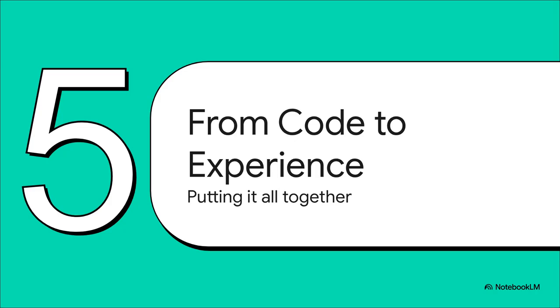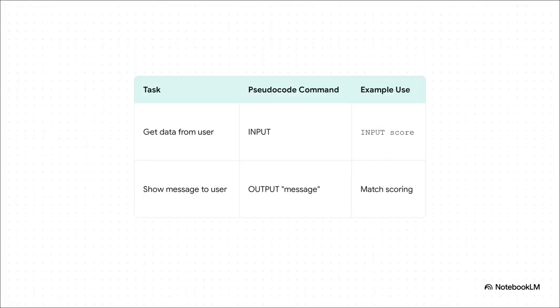So let's pull all this together. Let's look at how these tiny little building blocks, listening and talking, create the rich, complex digital experiences we have every single day. It really all just boils down to this. When a program needs something from you, like your score, it uses input. When it needs to tell you something, like the final match results, it uses output. It's honestly that straightforward. Get data, show data.